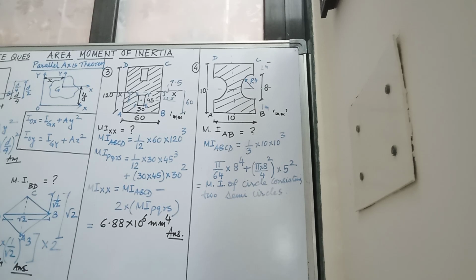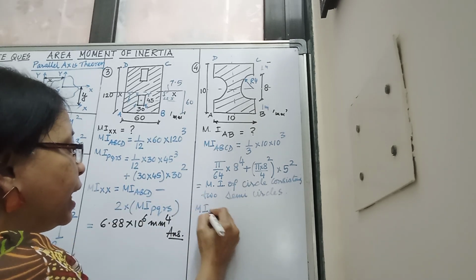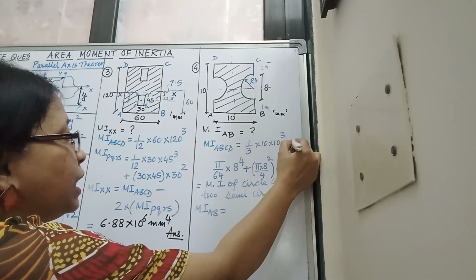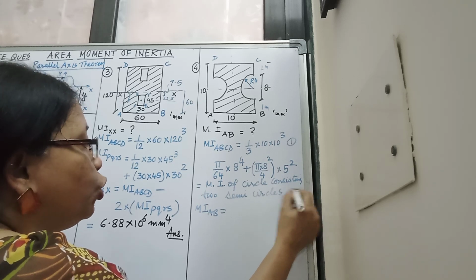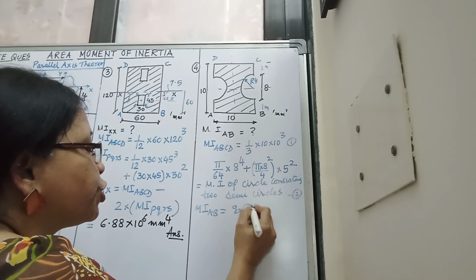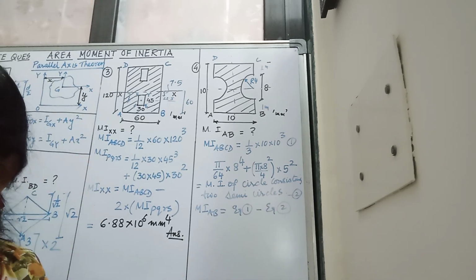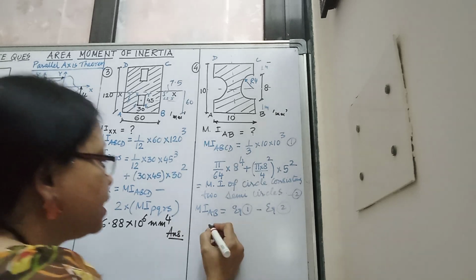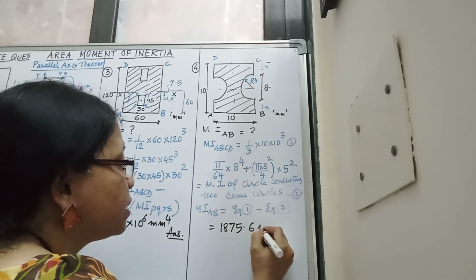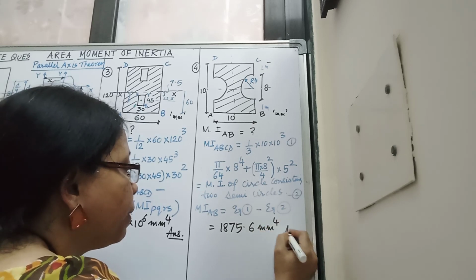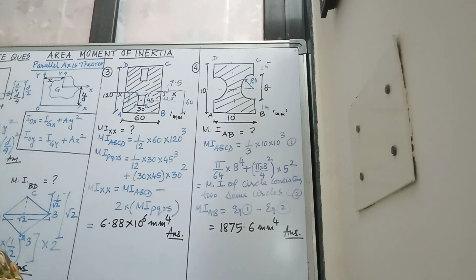So now what will be the final answer? MI about AB will be, this is equation number 1, this is equation number 2, equation 1 minus equation 2. Please tell me whether you have understood it or not. The final answer I am writing: 1875.6 millimeter to the power 4.